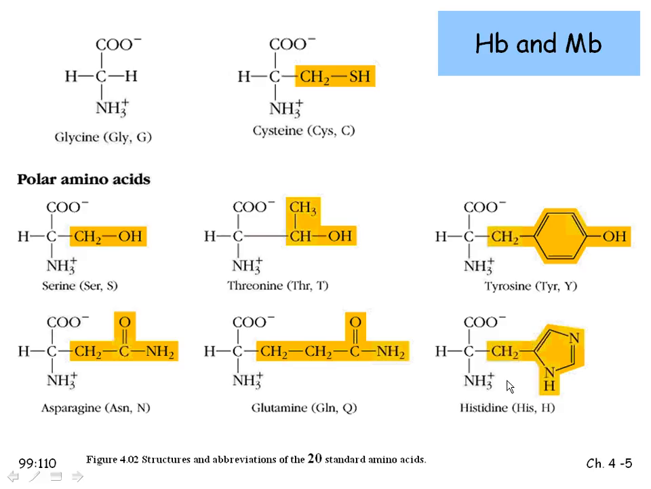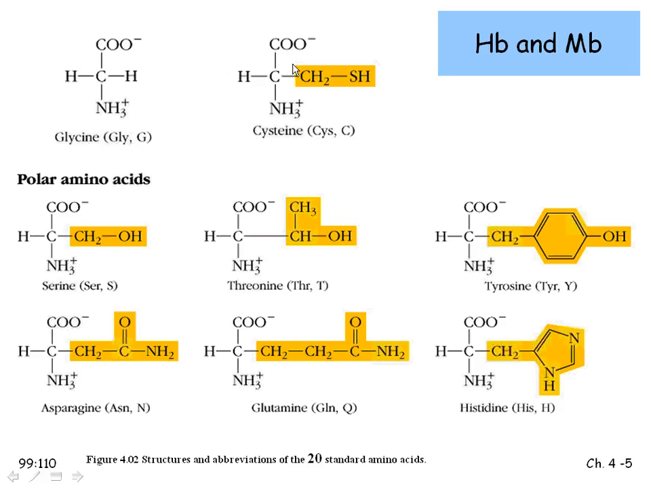Here we have histidine, where there are other heteroatoms. So this is a 5-membered ring with 2 nitrogens in it. And we're going to see that this histidine ring is actually capable of being ionized, although thinking of it as polar is a good way to keep it in mind.